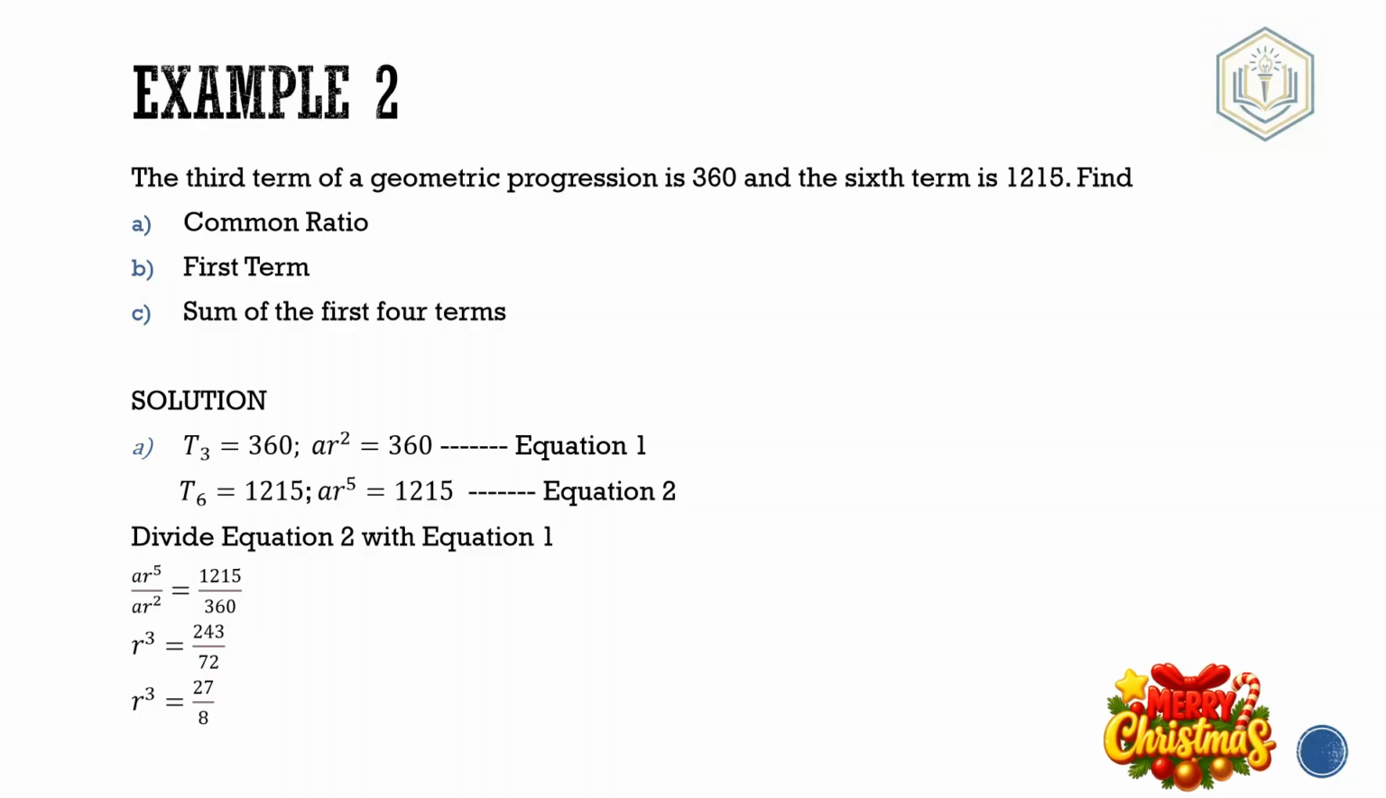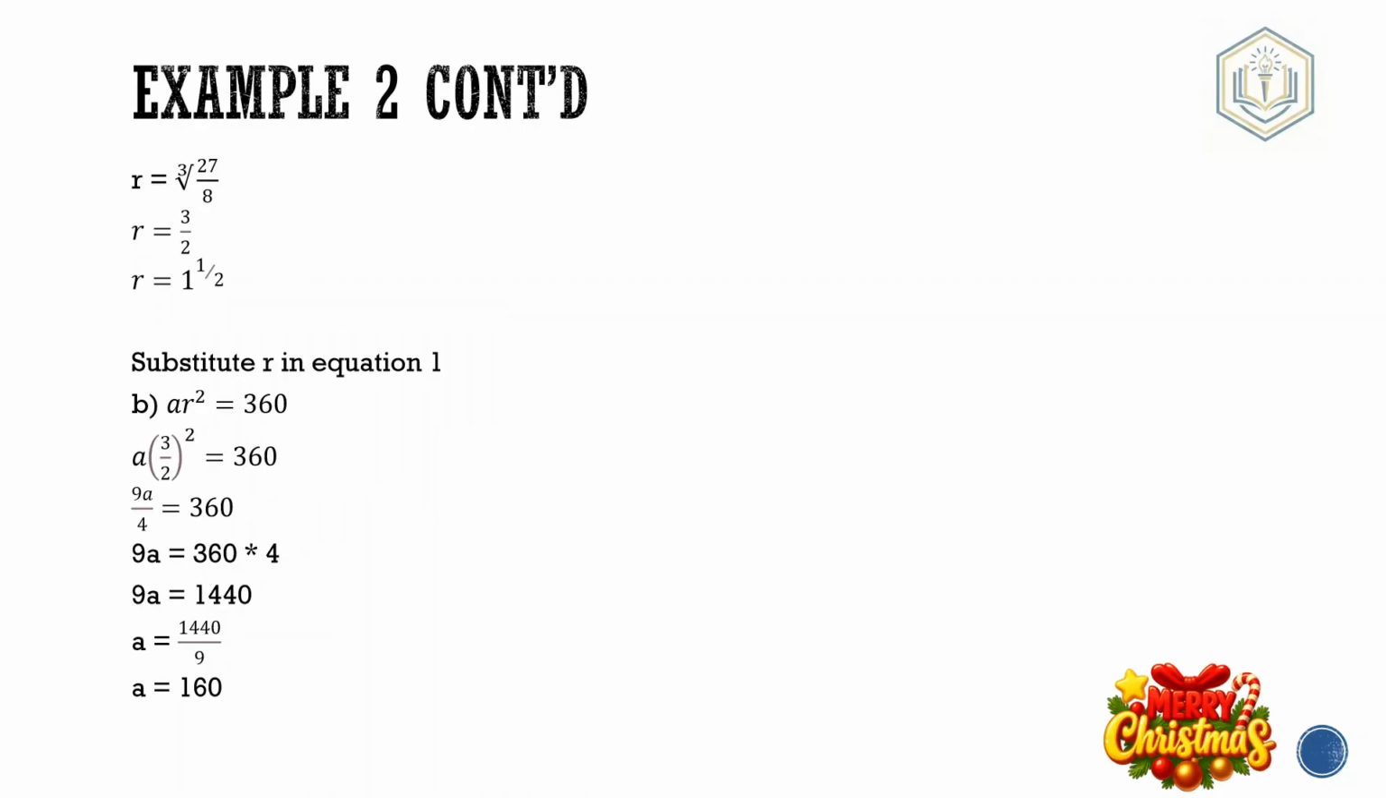Using the law of indices, you will discover that we're going to have R raised to power 5 minus 2. So that will give us R raised to power 3, and that's equal to 243 over 72. We divide. You keep on simplifying. So how many times will 360 go in 1215? That will give us 27 over 8. And you take the cube root of both sides, and that gives us 3 over 2. R equals 1 whole number 1 over 2.